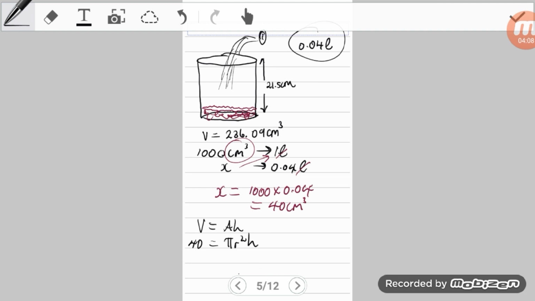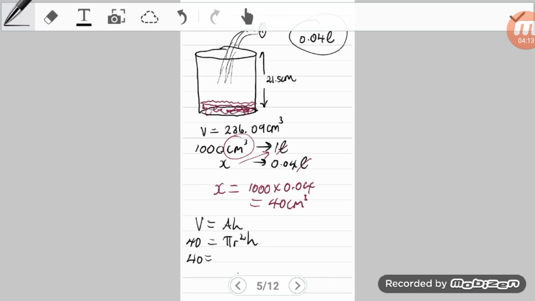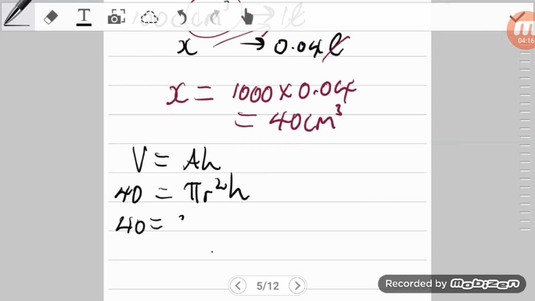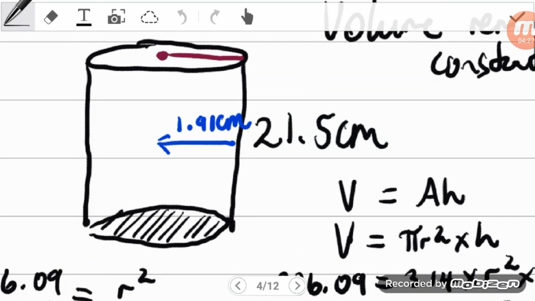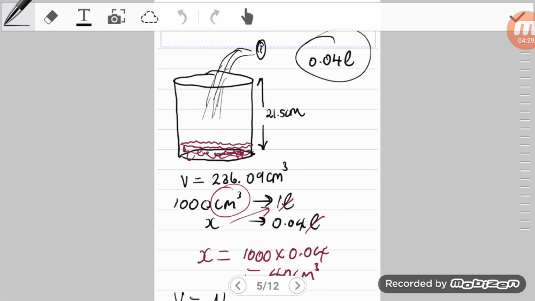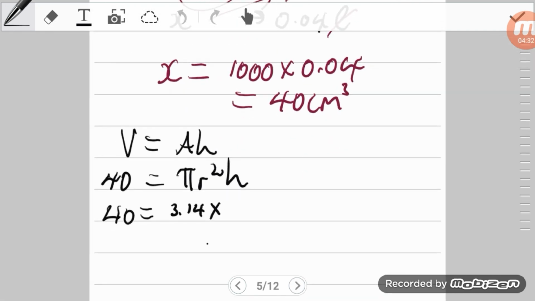So we know that 40 is going to be equal to pi, which is 3.14, times, remember that initially the question had asked us to find the radius, and we established that the radius is 1.91. There it is. That's how we know we're utilizing the information that we calculated earlier. So that's 1.91 squared. And obviously, like before, when R was the subject, now H is the subject. This H now represents the height of the water that is currently in the tank.